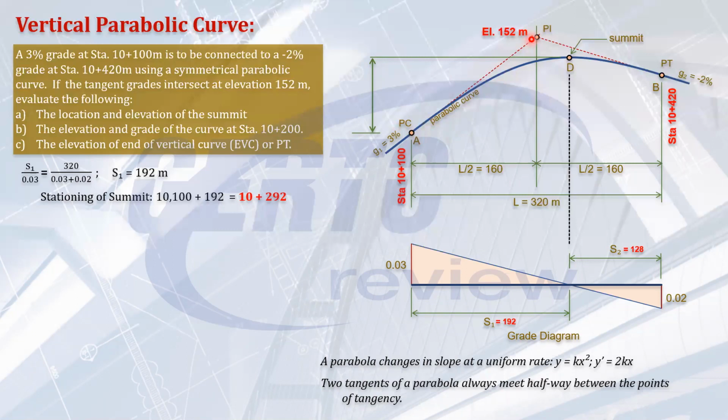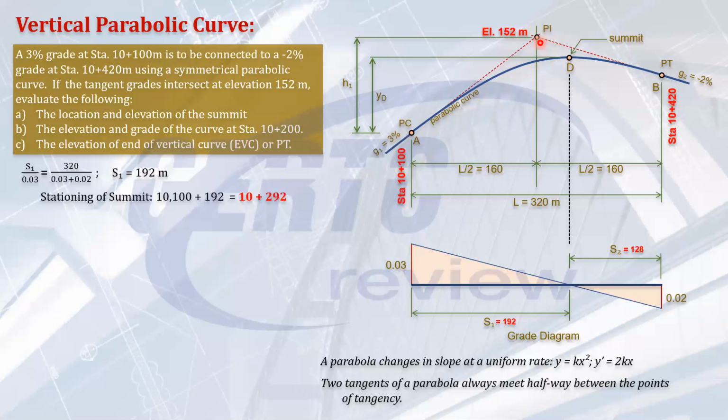So PI is 152. So we need to get the elevation of the PC. How do you get the elevation of the PC? We need to know this vertical height. Let's call it H1. To get H1, take note, we already know this one, 160. And we know the slope of this curve. The slope is 3%.